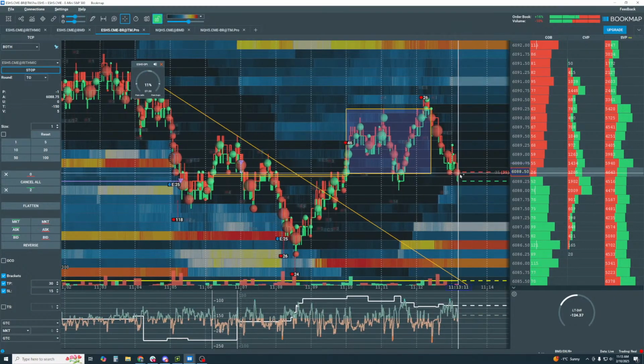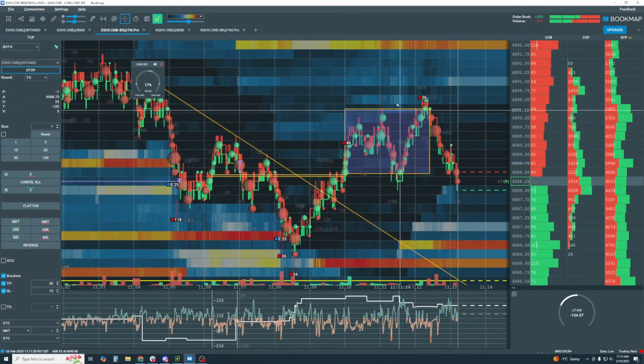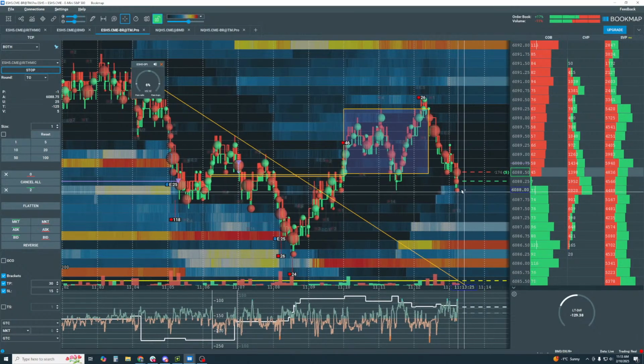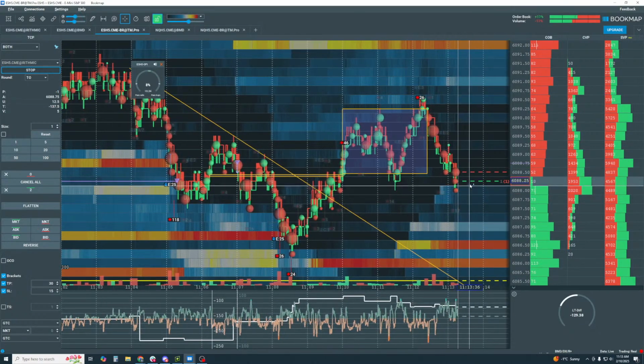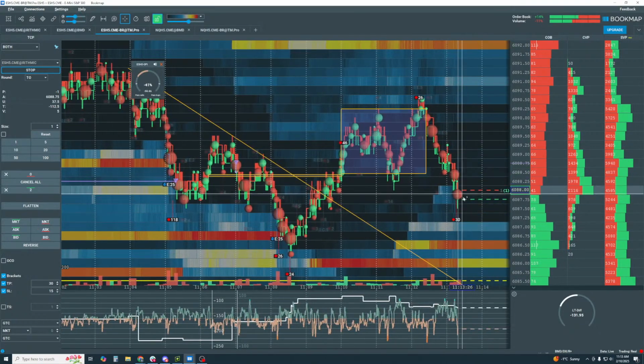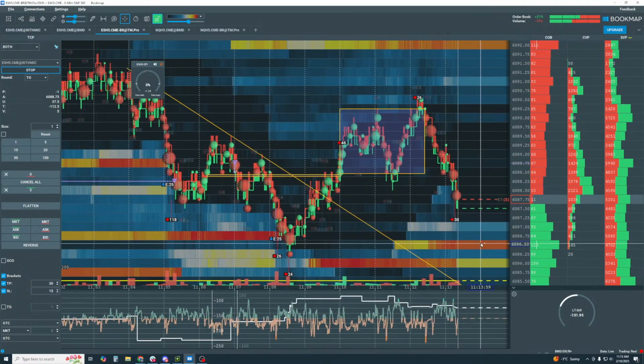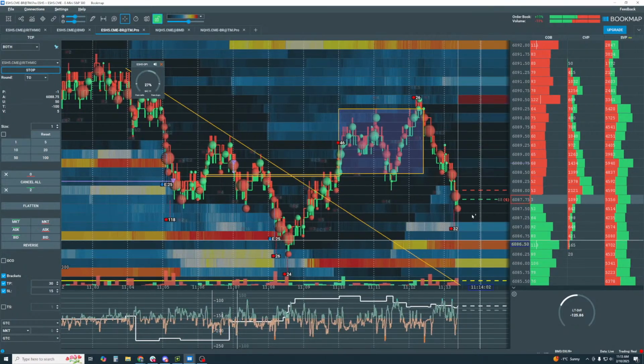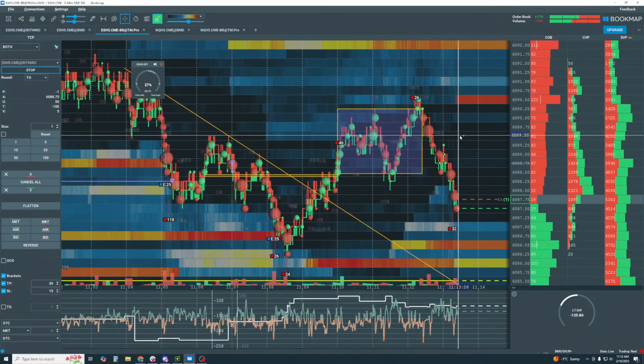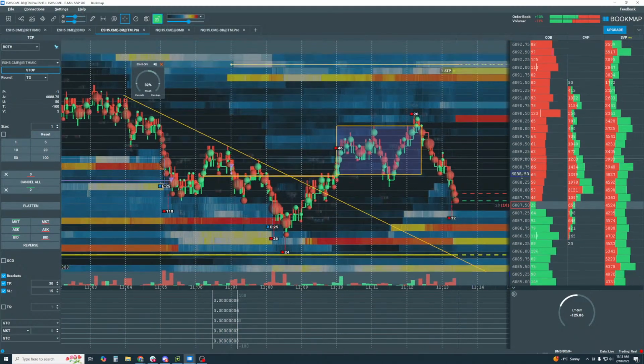Yep, see them selling at the lower end here, so they can push price a little bit lower. So there. Okay, so now it's tested it. Okay, so let's see now. Okay, there's still more selling. Okay, so looking for maybe 86.5. Okay, 86.